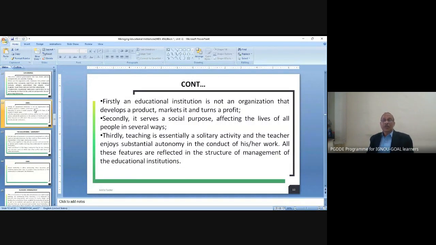An education institution is not an organization. I already talked about that. The motive of any educational institution is not profit. It is a cause. It is a social cause. Secondly, it serves a social purpose. I have already talked about that. Teaching is essentially a solitary activity of the teacher.